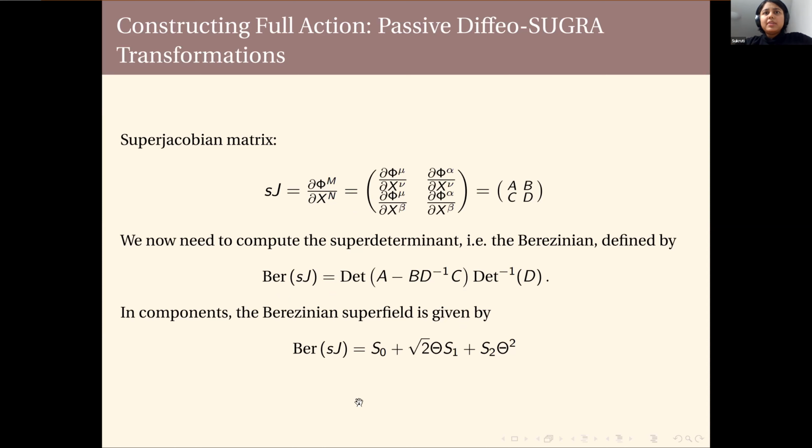It can also be expressed as a superfield like this. And the expressions for these components S0, S1, and S2 are quite long, so I have not shown them here, but they're there in the paper if you're interested.